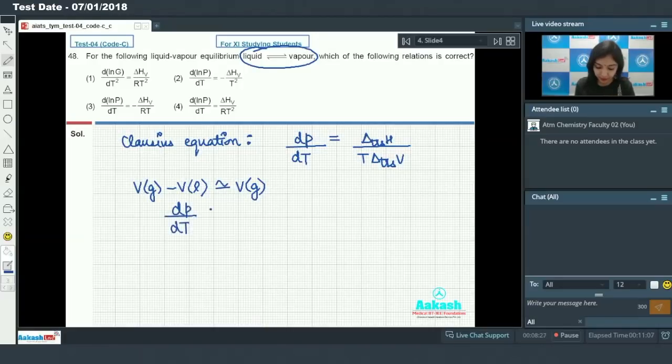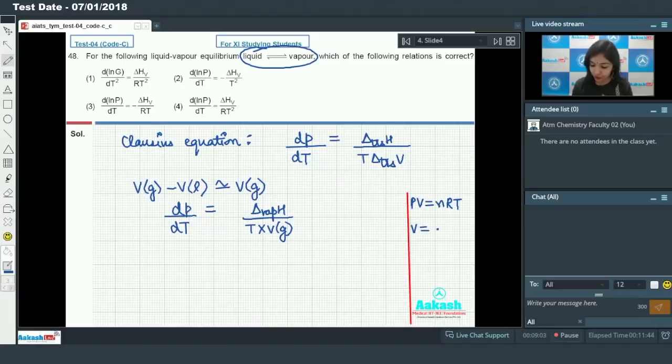So I can write it like this: dP by dT is equal to delta H of transition. And what is happening here? Vaporization. So it will be equal to delta H vaporization divided by T into V gas. Now assume it as an ideal gas. And for the ideal gas, you know that the equation is PV is equal to nRT. If we take 1 mole, what will be the value of V? RT by P. Now substitute here. So it will be equal to delta H vaporization divided by T into RT by P.